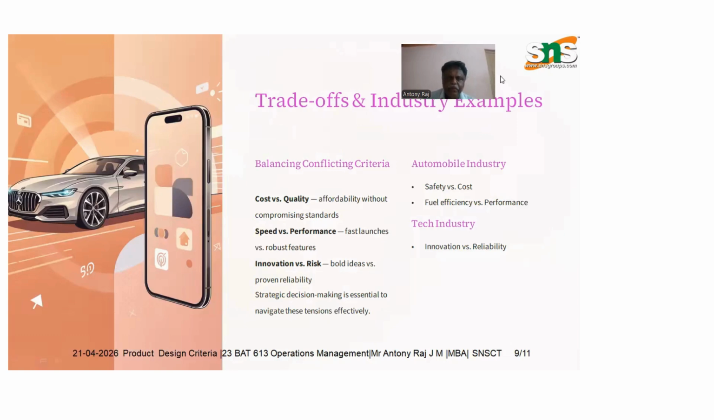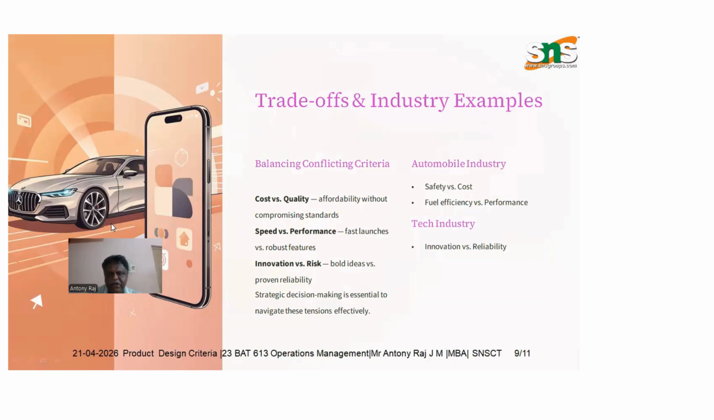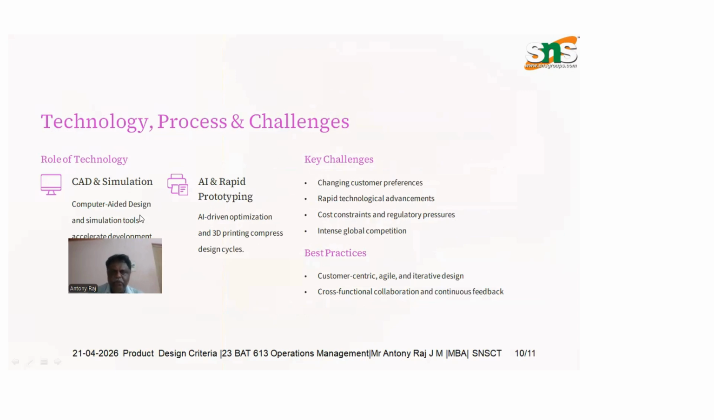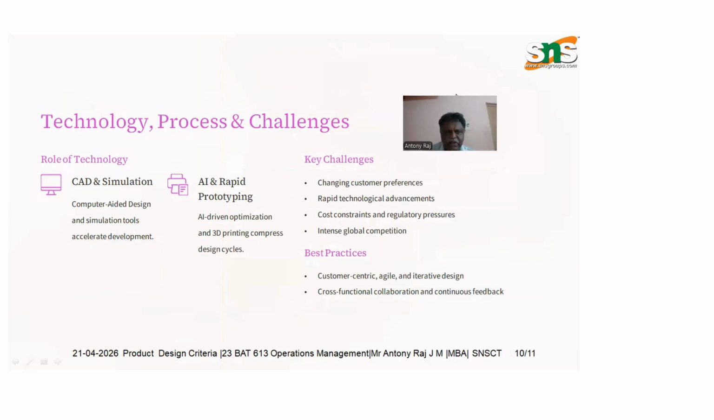And what are the trade-offs and industry examples? These are some of the balancing of conflicting criteria that we want to see. And then what is the technology process, where the technology is coming in? Today, you've got artificial intelligence and rapid prototyping, where, for example, if you talk about 3D prototyping, it is actually reducing the design cycles in a very, very huge way. So today, technology is playing a very key role in all this.